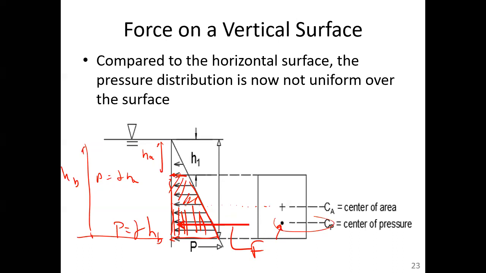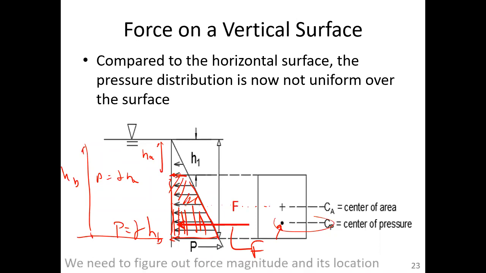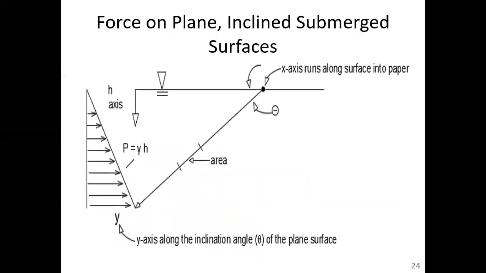Now that's just qualitatively. That's what we should find. And it's because you now have a non-uniform pressure distribution. The horizontal surface had a nice uniform one. That's when life was easy. So we need to figure out the force, magnitude, and location. And we're going to go at it the same way.